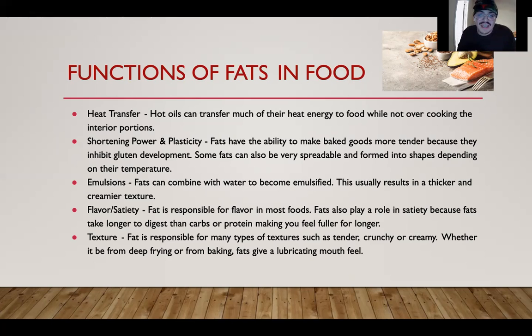Shortening power and plasticity. Fats have the ability to make baked goods more tender because they inhibit gluten development. Some fats can also be very spreadable and formed into shapes depending on their temperatures. Emulsions. Fats can combine with water to become emulsified. This usually results in a thicker and creamier texture.